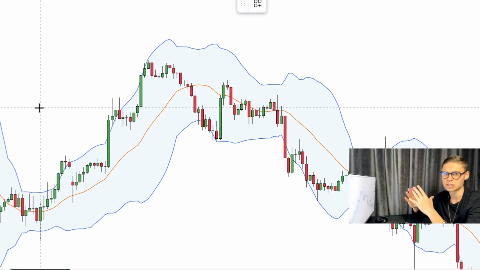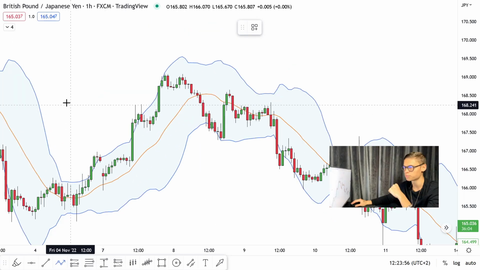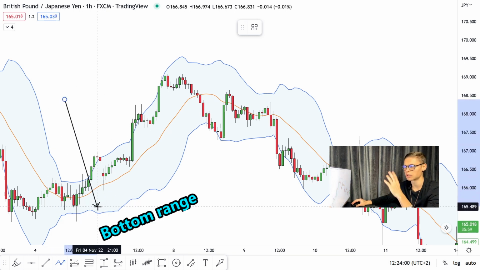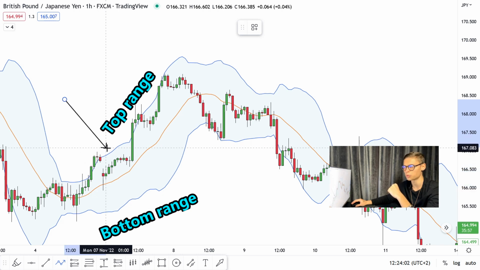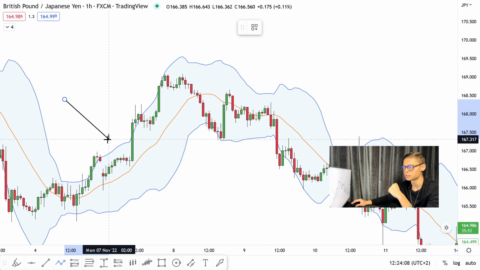Bollinger Bands is a simple range indicator that you can find on any trading platform. Basically, it comes with 3 different lines, which is right here. This is the bottom range of the price, this is the top range, and this is the middle moving average. So everything is pretty simple.